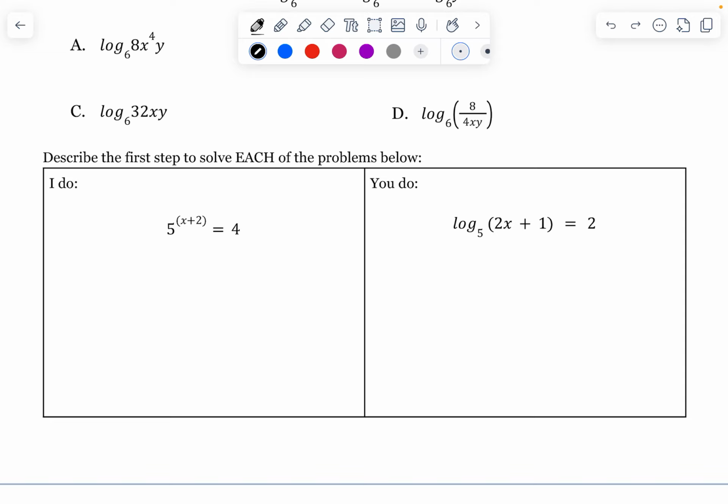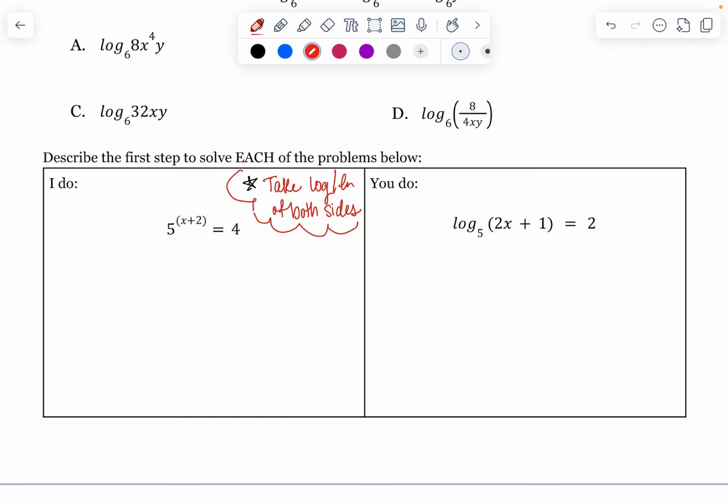For step 2, I want to take the log or natural log of both sides. So if I were to describe my first step, I am going to make a little note here. We need to take log or natural log of both sides. If I had to isolate that 5 with the exponent first, that would be my first step. But since it's already isolated, this is my first step.